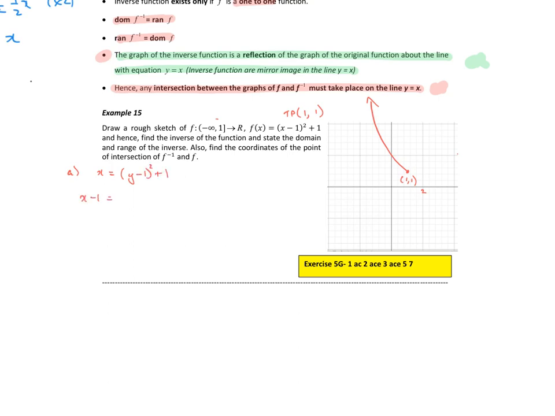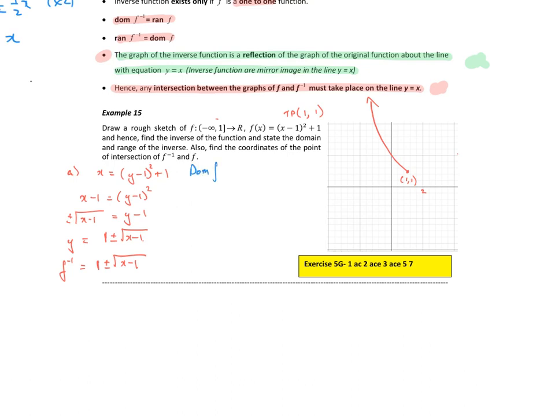Subtract 1. Take a square root, which means I get plus or minus the square root of x minus 1. And so I get add 1, y is equal to 1 plus or minus the square root of x minus 1. So the inverse function is equal to, now at the moment I'm going to again put that plus or minus because we have to work out whether we want plus or minus. The domain and the range will help me.